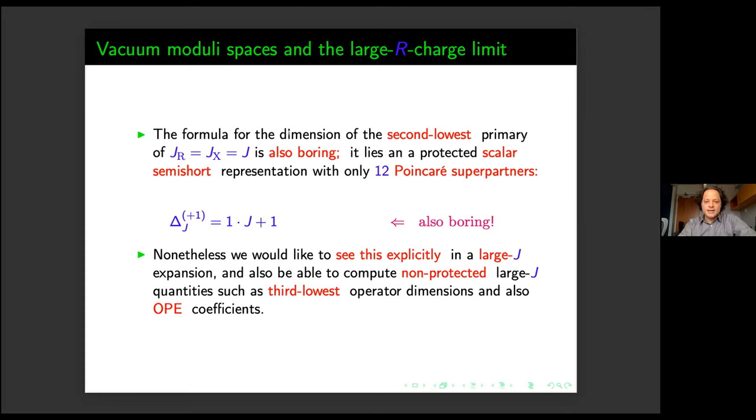It's protected. It's in a different sort of protected state. It's what's called a scalar semi-short rep. Anyway, we would like to see the exact vanishing of the corrections. We'd like to be able to verify that in large charge perturbation theory. And we'd also like to be able to compute things like the third lowest operator dimension, which isn't protected. And maybe, you know, OPE coefficients and whatnot.